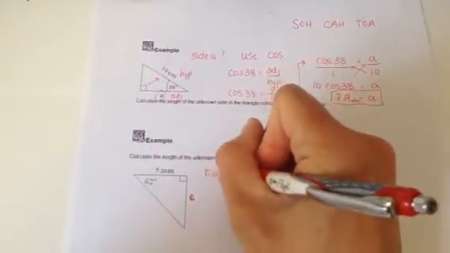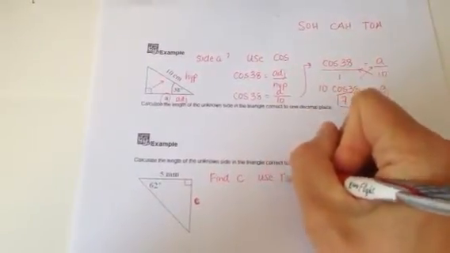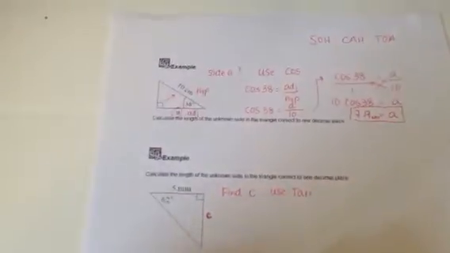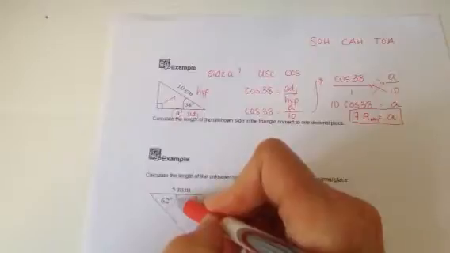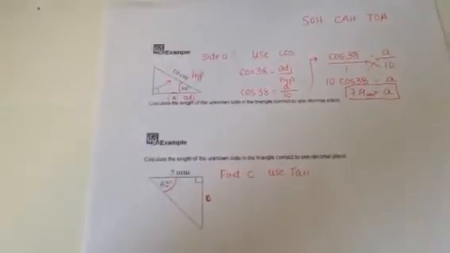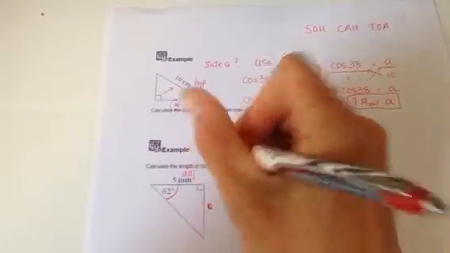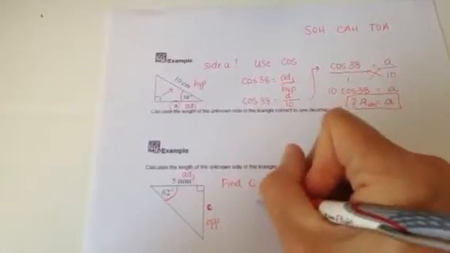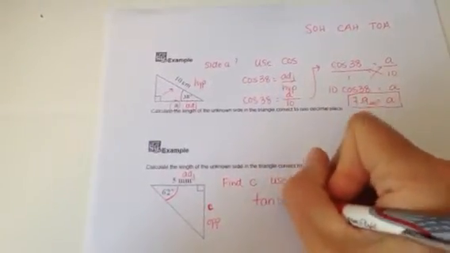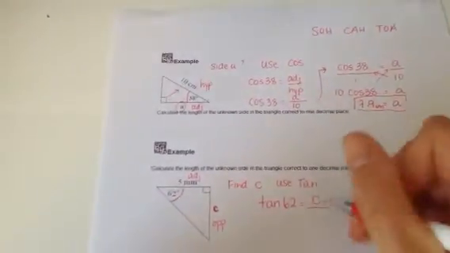Okay, so find side C, use tan. So tan has the opposite and the adjacent. So let's figure out which one's opposite and which one's adjacent. We have our angle here, it's 62 degrees. 5 is right beside, so that's going to be our adjacent, and C is opposite. Okay, so tan 62 degrees is equal to opposite, which is C, over adjacent, which is 5.